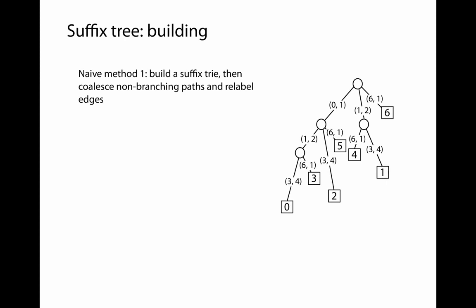So how do we build a suffix tree? We have a suffix tree now. That's what this is. How do we build one of these? So one way is to build it in the same way that we described it, which is we started with a suffix trie, and then we coalesced the non-branching paths, and then we relabeled the edges so that instead of having strings, they had these pairs of integers labeling the edges. So that's one method.